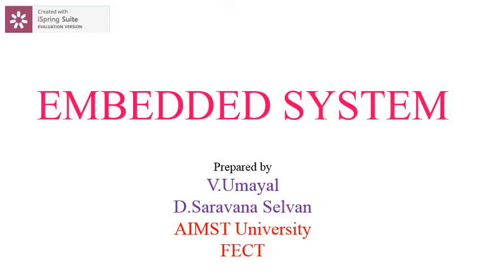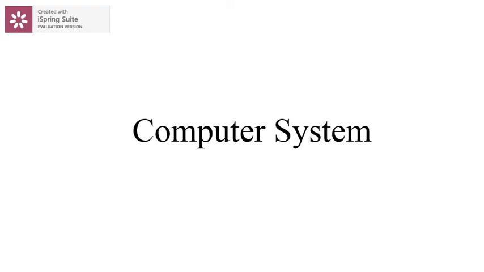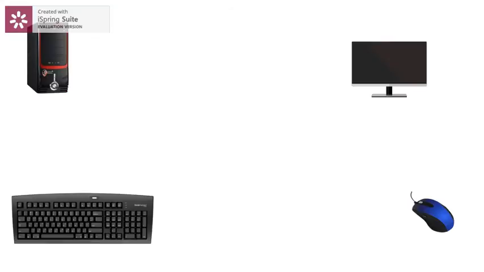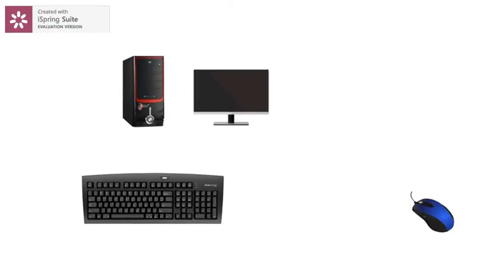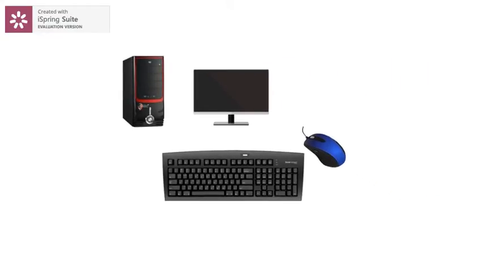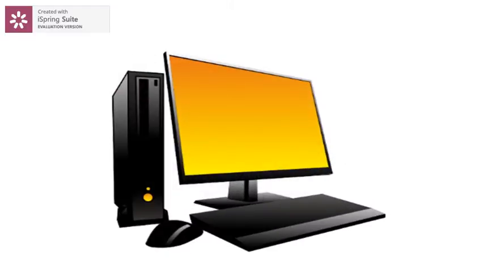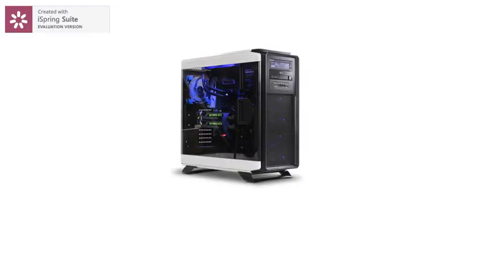Here I am going to teach you about embedded systems. First we will see about the computer. A computer system is a combination of central processing unit, monitor, keyboard and mouse. The central processing unit has the main processor, which works according to your need.